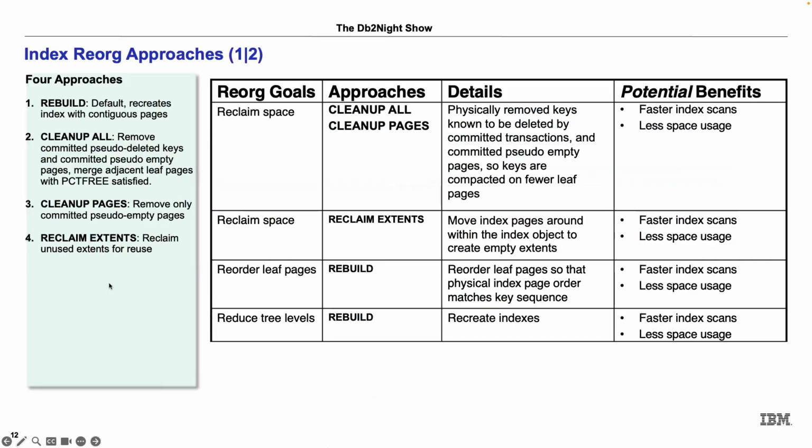Reclaim extents moves pages around to free up space and return unused extents to the table space. So it's great when other tables in the same table space need the space. Okay, so each of them has its own role, and whether it's performance or space or cleanup, we'll dive into the use case of each of them in the later slides.